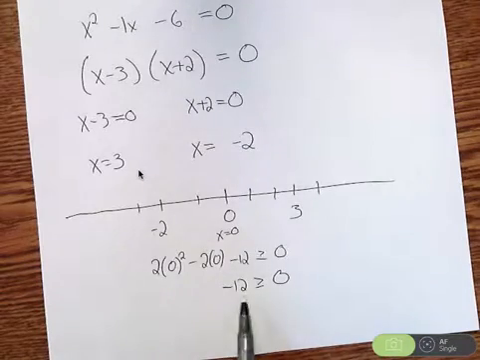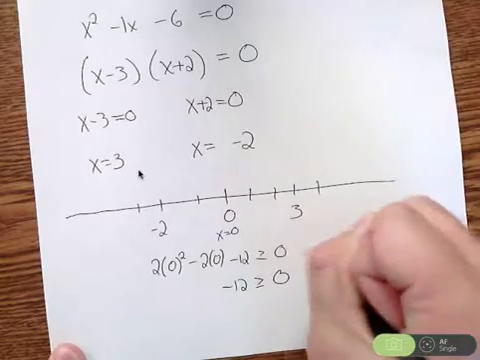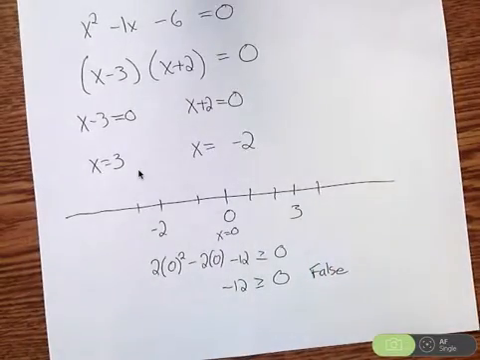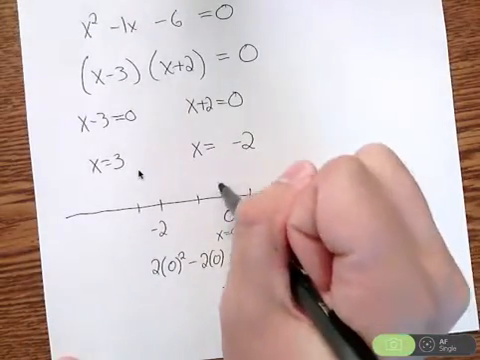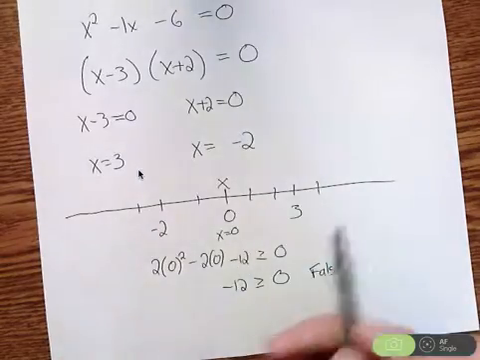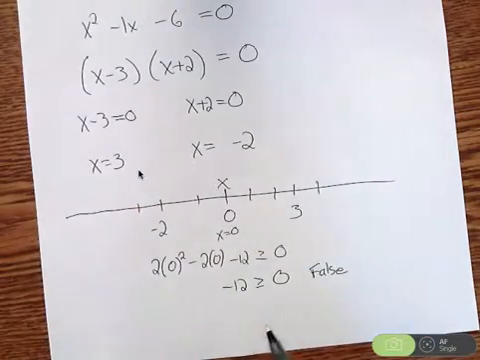That statement is not true. Negative 12 is not greater than 0. This is false. So what that tells me is the shading will not be in between negative 2 and 3. Instead, our solutions are going to be on the outside.